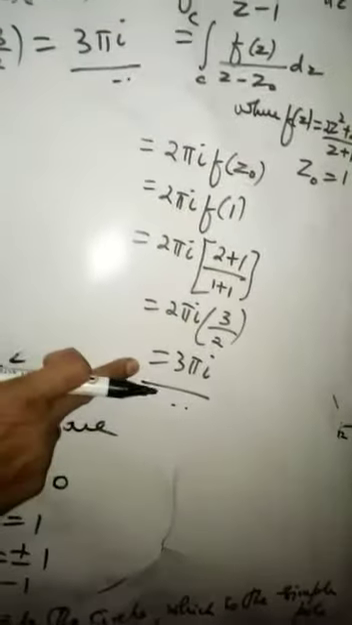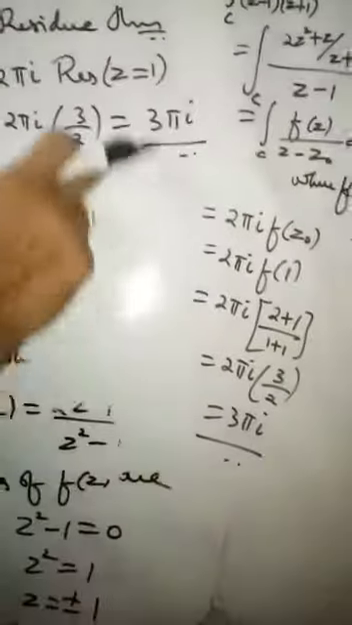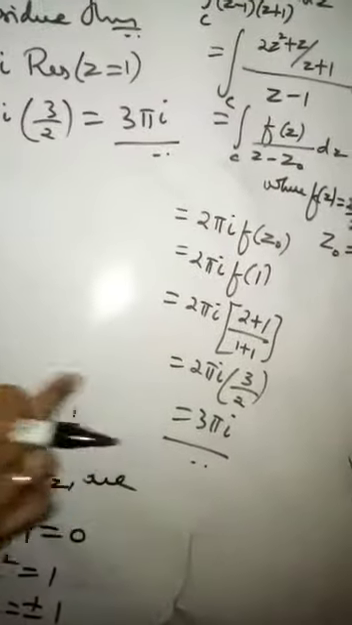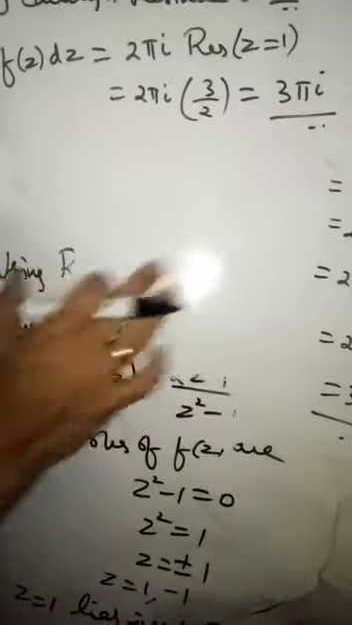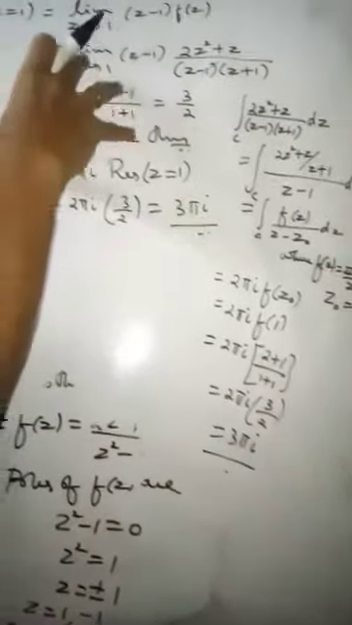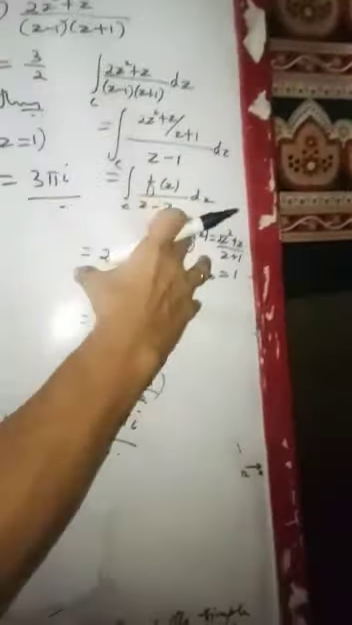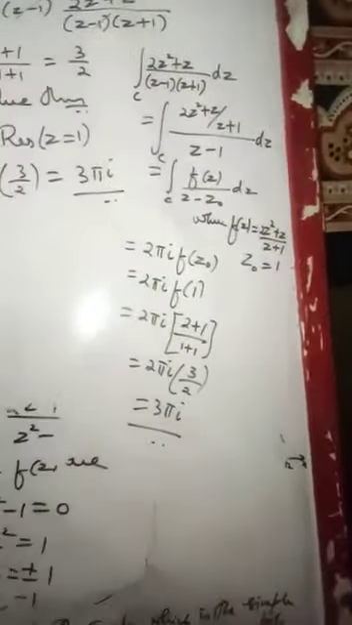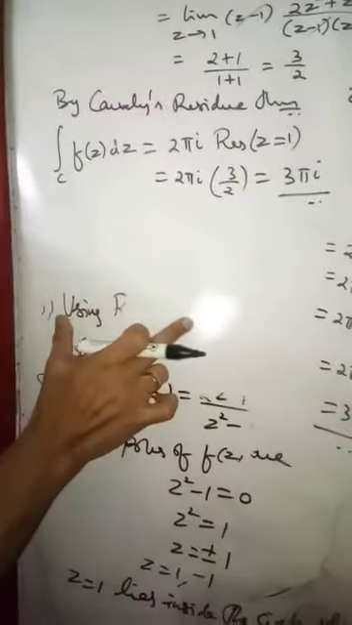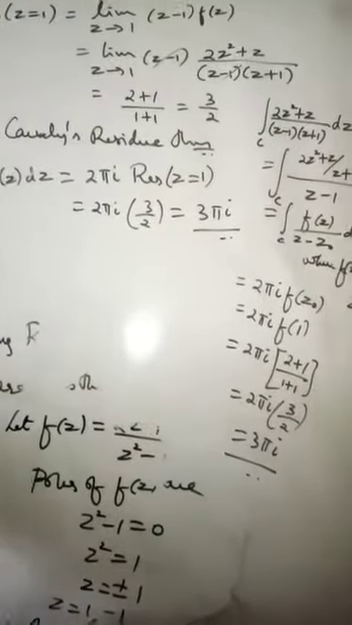Now see this answer using Cauchy integral formula and Cauchy residue theorem. Both are the same answer. So if they ask just evaluate, you can use any method. But if the method is mentioned, residue theorem means you have to solve using residue theorem. Using Cauchy integral formula means you have to use Cauchy integral formula. But if they ask just evaluate, you can do it by any method as you like. So this completes the first problem.